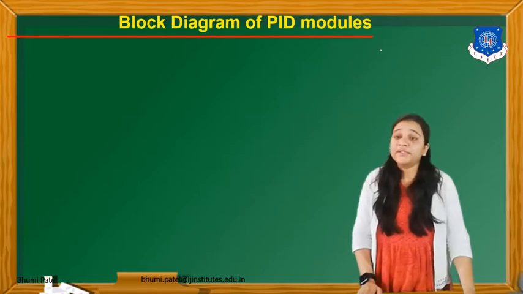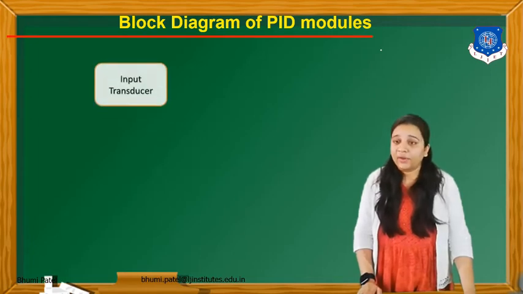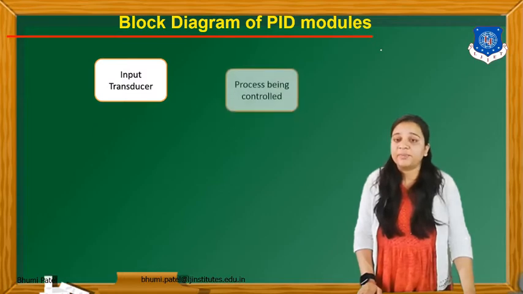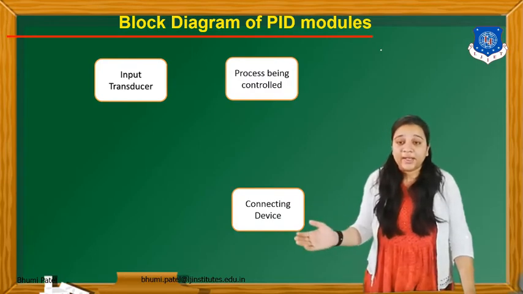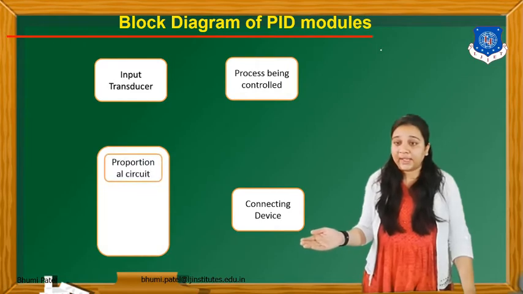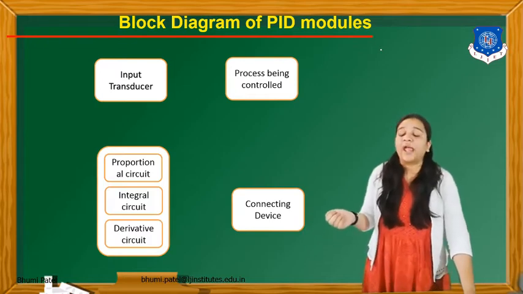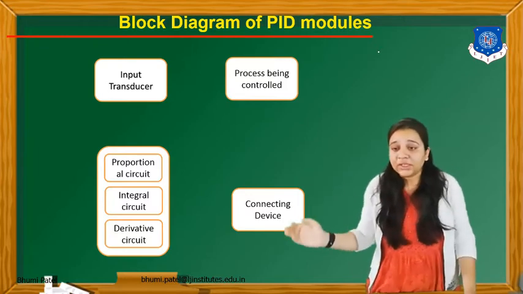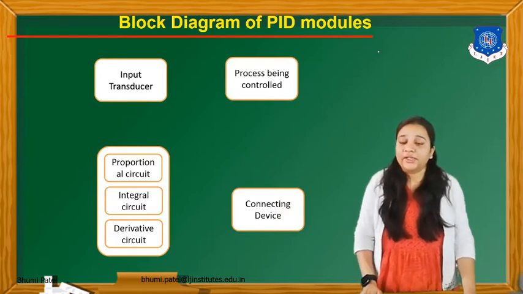So what is the actual block diagram of PID modules whenever we deal with PLC programming? An input transducer is required, one type of sensor is required for this PID module, then the process being controlled, one type of controller, then the connecting device used for this particular PID module, and then the proportional circuit, integral circuit and the derivative circuit. According to the application or the output data, we can connect all three circuits at the same time. We can also connect the circuits one by one for this system.